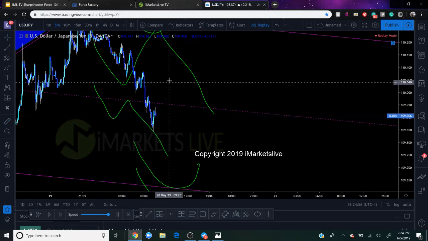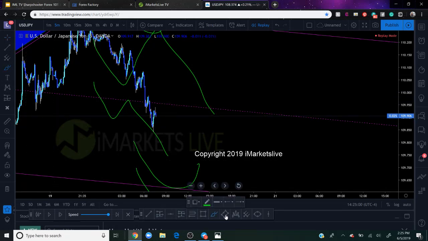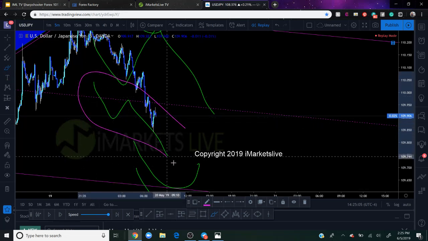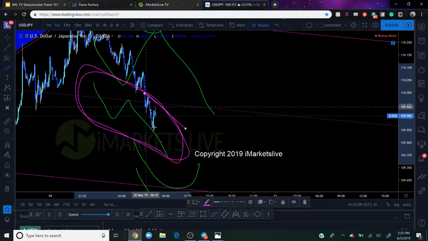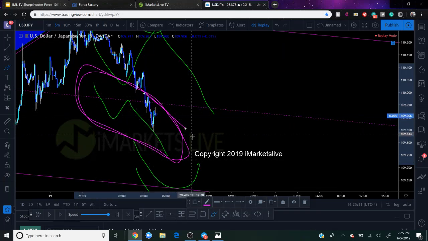Now, what's that mean? Well, this right here is our winner. This is now what we are looking for. This is the trade setup we are looking for. So let's let it play out. Let's see what happens.